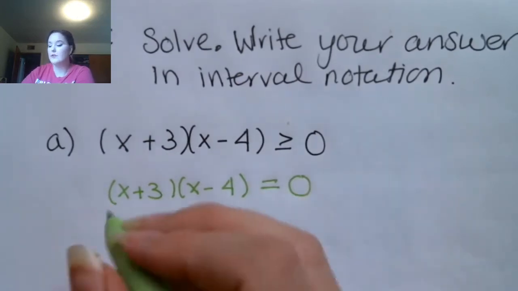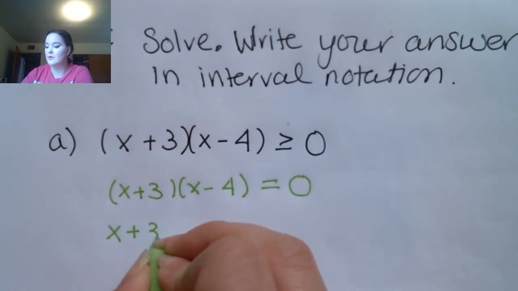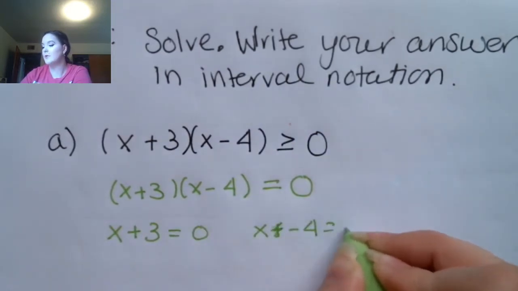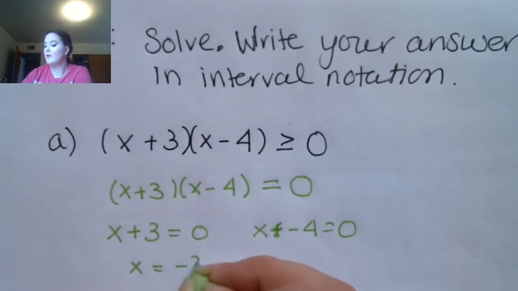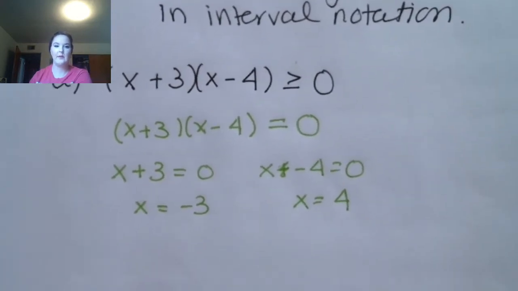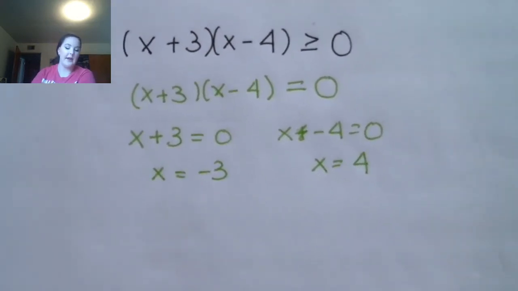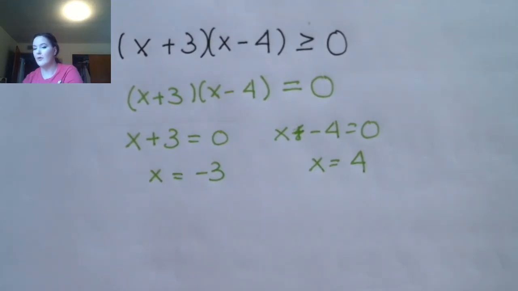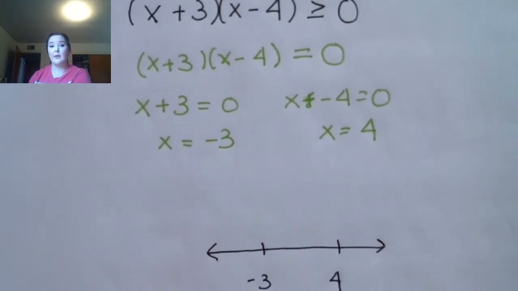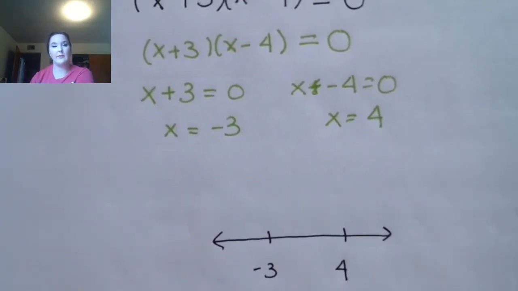I know how to solve this. I would set each of my factors equal to 0: x + 3 = 0 and x - 4 = 0. So I get negative 3 and positive 4. After I do that, I'm going to make a number line and mark these two numbers. I'm not going to mark any other numbers on my number line, just these two.